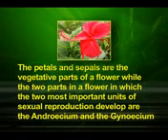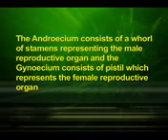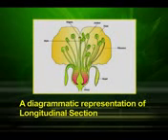Let us see the parts of a typical flower. The petals and sepals are the vegetative parts of a flower, while the two parts in a flower in which the two most important units of sexual reproduction develop are the Androecium and the Gynoecium. The Androecium consists of a whorl of stamens, the male reproductive organ, and the Gynoecium consists of pistil, which represents the female reproductive organ. In this diagram, you can see the longitudinal section of a flower.